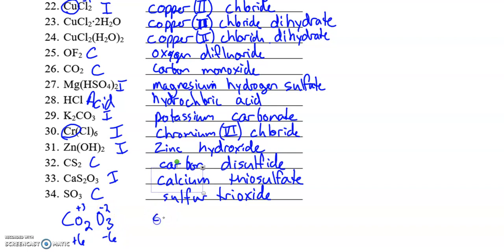So the name of this one would be cobalt. Again, cobalt's a transition metal with a variable charge. So the name would be cobalt 3 for the charge, 3 not for the number, 3 oxide. All right, hope that helps.